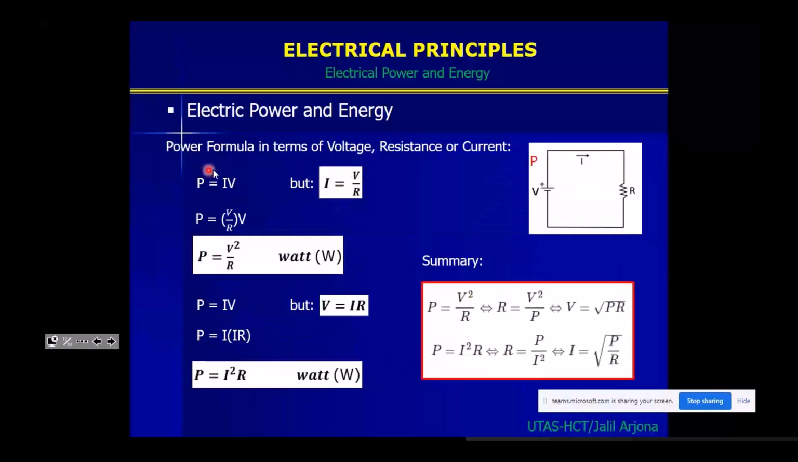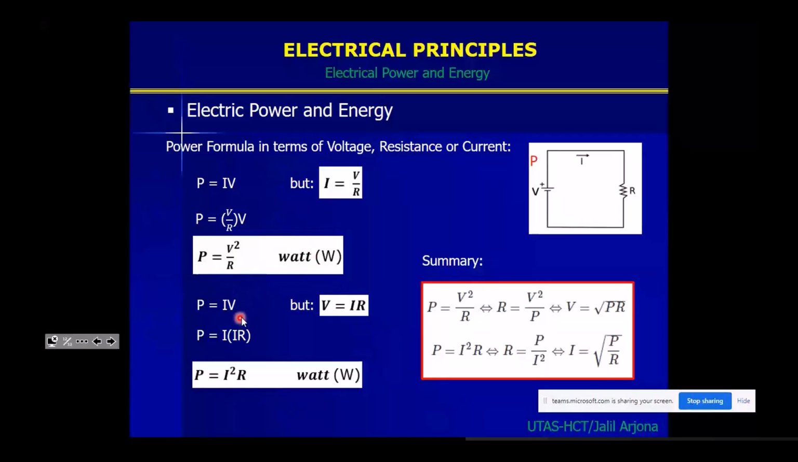So we have here, in terms of voltage, resistance, or current, we look for power in the circuit. From the same formula of the power, which is I times V, and from Ohm's law, we have a relationship of I, which is V over R. Taking this, replace that, we have V over R, and V times V, you get V squared over R. This is another formula of the power.